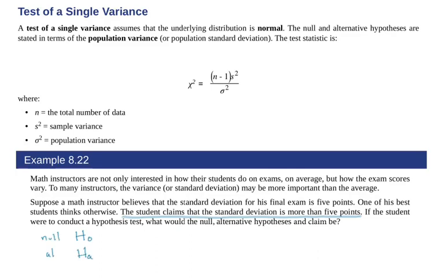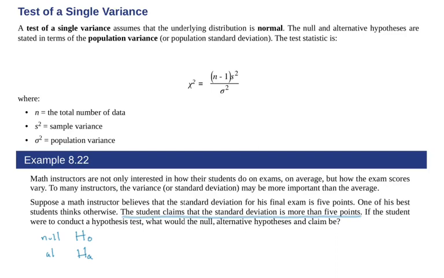And so let's actually look at an example here. Math instructors are not only interested in how their students do on exams on average, but how the exam scores vary. So to many instructors, the variance or standard deviation may be more important than the average. Sometimes we want to look at the spread of our data rather than the average to see how everyone's doing. So suppose a math instructor believes that the standard deviation for his final exam is 5 points. One of the best students thinks otherwise. The student claims that the standard deviation is more than 5 points. So if the student were to conduct a hypothesis test, what would be the null, alternative, and the claim here?